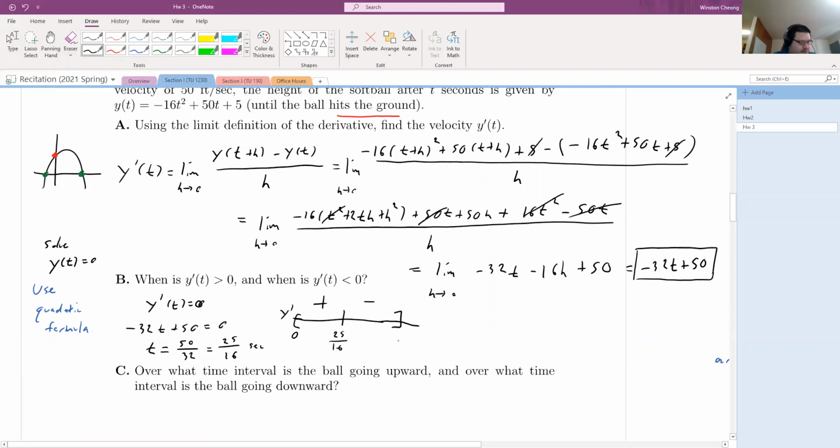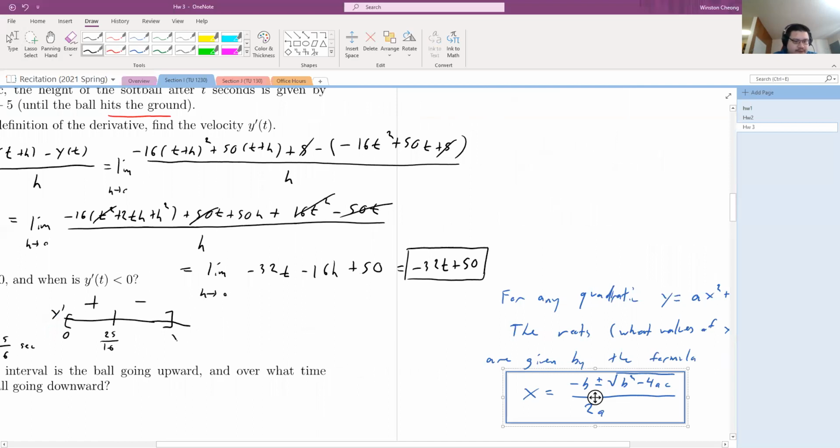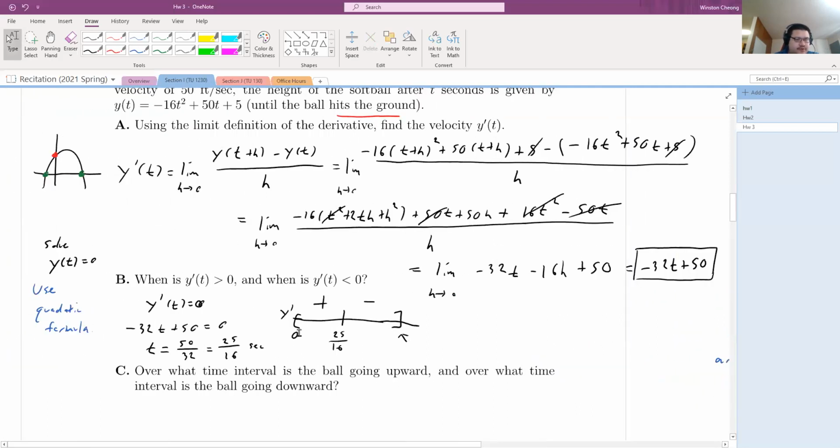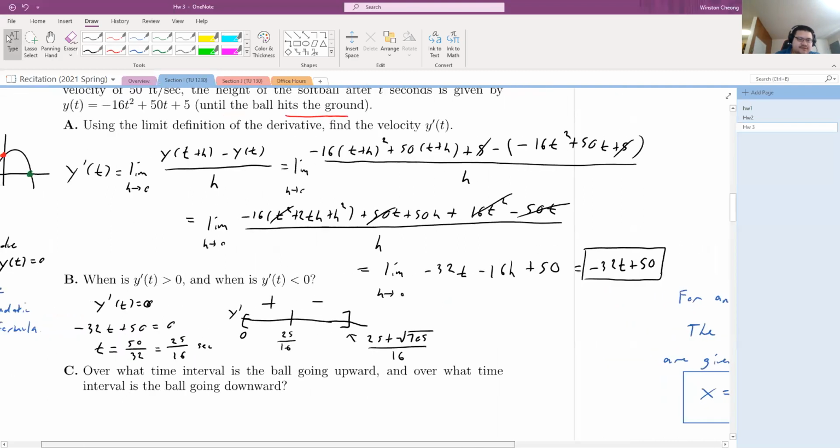So I'm going to write what you actually get. Okay, so this root, right? You don't get 0 in this case. If I plug 0 in, I get 5 according to this formula. So there's another root when time is less than 0, but we ignore that. For the other root, we get 25 plus the square root of 705 all over 16. You can double check that. It's just a calculation, really.